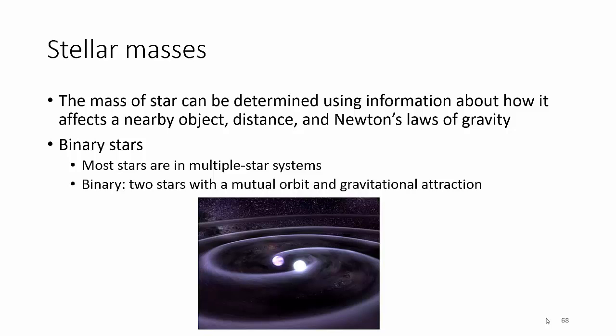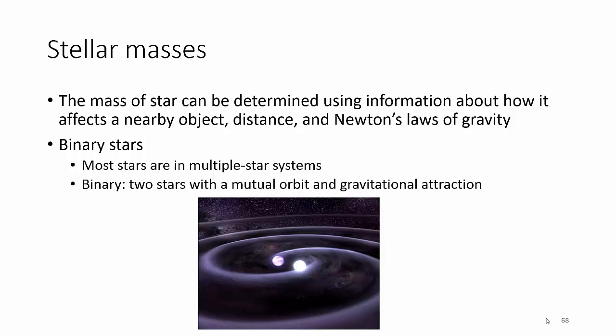The mass of a star, just like the mass of anything else, can be determined by looking at nearby objects, right? Newton's laws of gravity. Just how Neptune was discovered, right? He looked at Uranus and went, something's wrong. So the mass of the star can actually use Newton's law of gravity to figure out how big it is and what's going on with it.